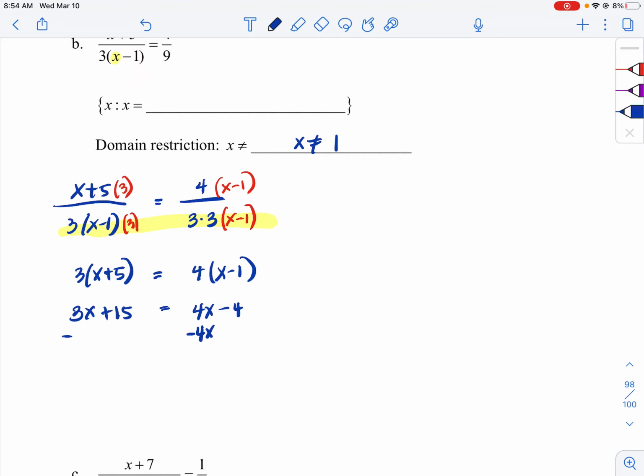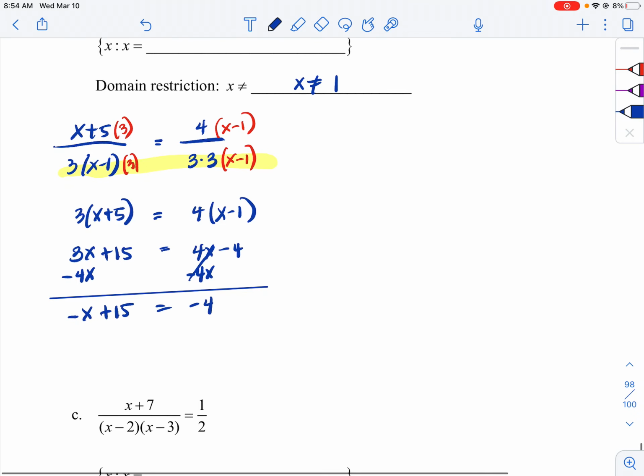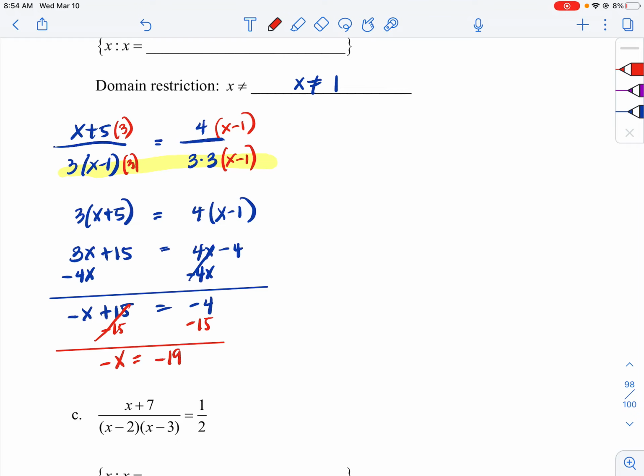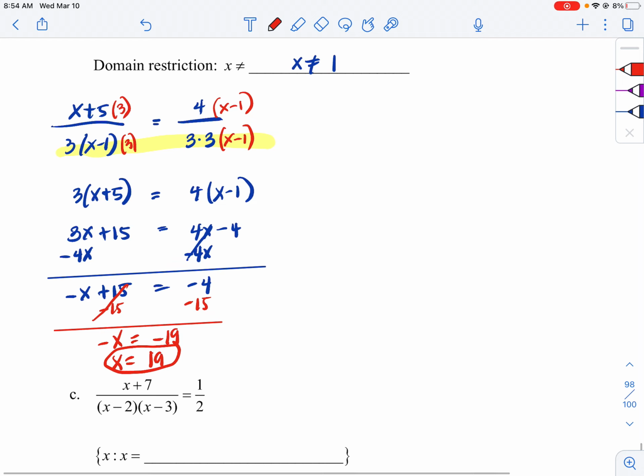And then let's combine all the ones with variables. So minus 4x, and then let's do it one by one so we don't get confused. So this is negative x plus 15 equals negative 4. And now let us subtract 15 on both sides. And I'm going to have negative x equals negative 19. And then, of course, you have to divide by negative 1 on both sides. Here, x is equal to 19.